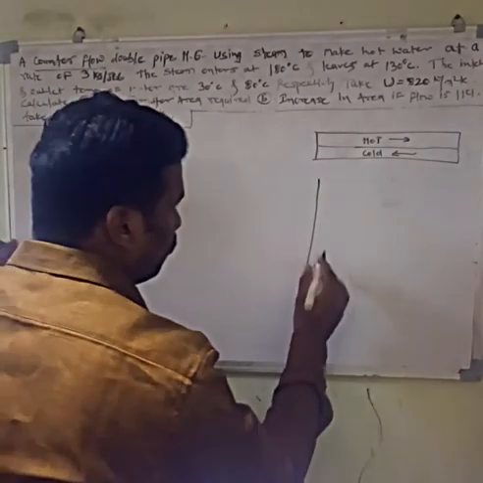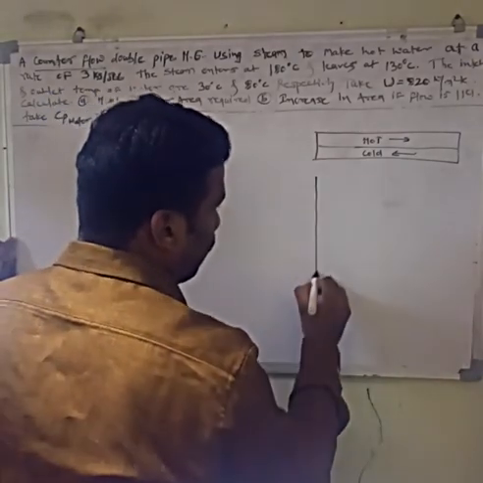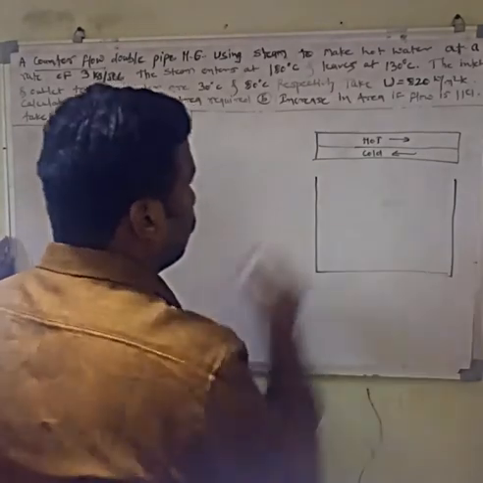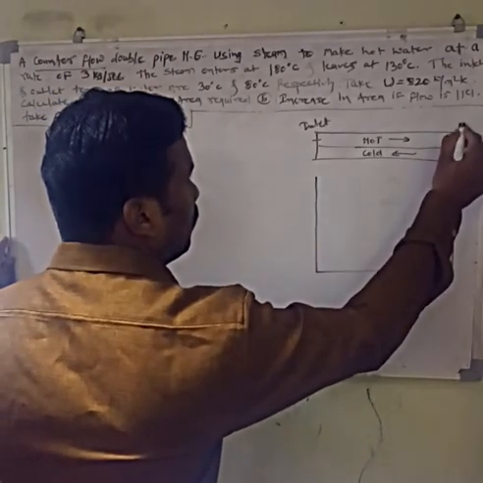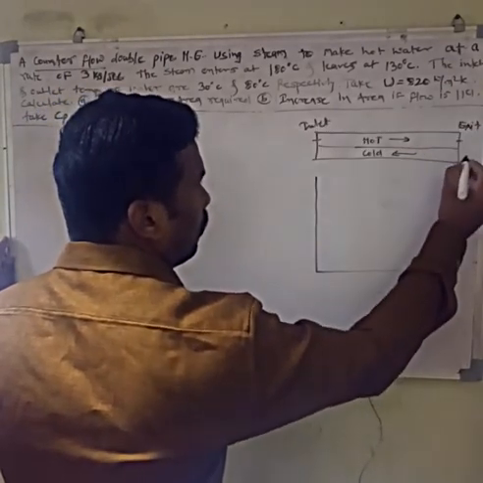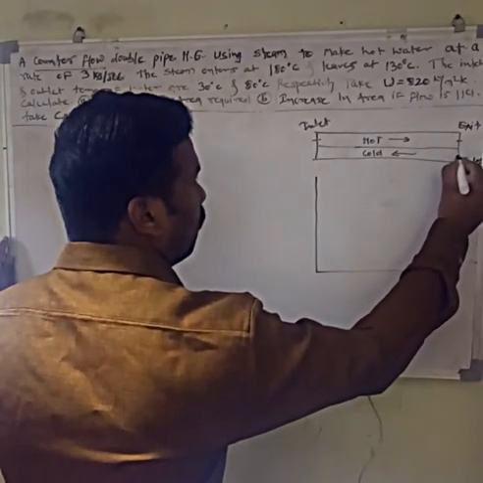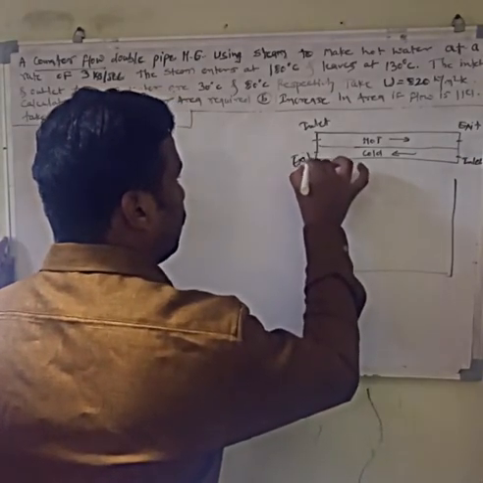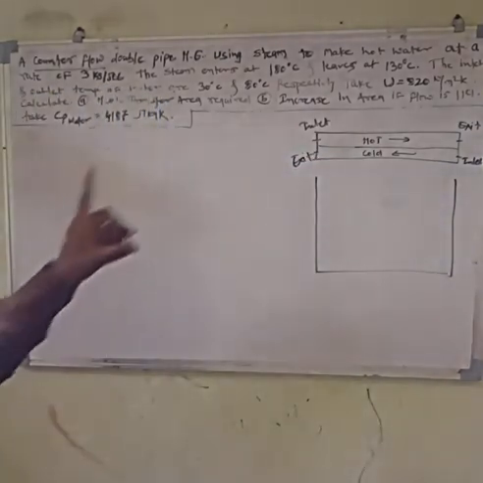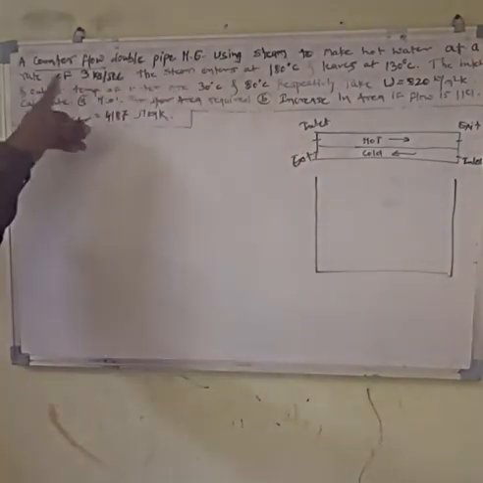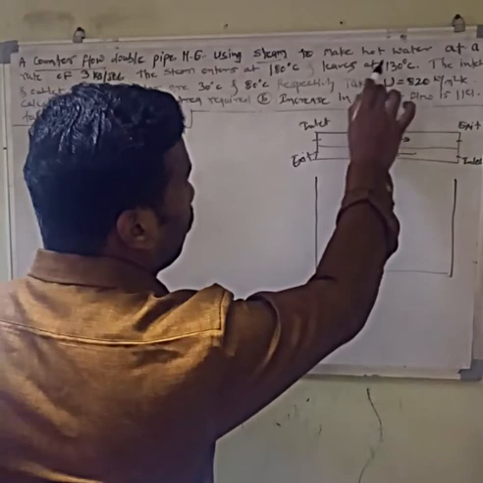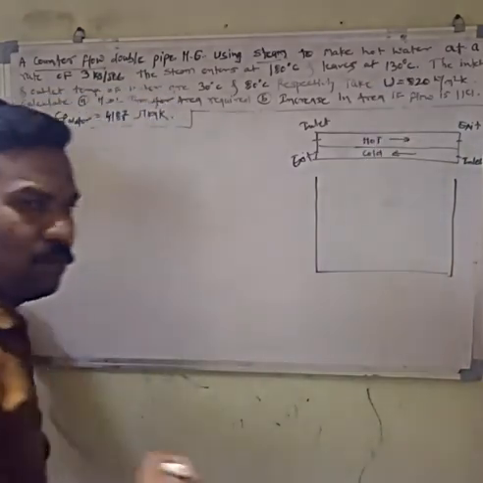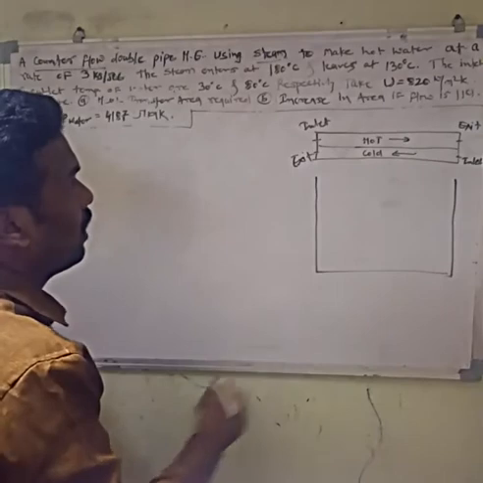Then in the temperature graph we can have the inlet of hot, the exit of hot, the inlet of cold and the exit of cold. Now, this is a counter flow double pipe heat exchanger using steam, so steam is the hot fluid to make hot water. So we have to heat the water, increase the temperature of the water. So steam is the hot fluid and water is the cold fluid.